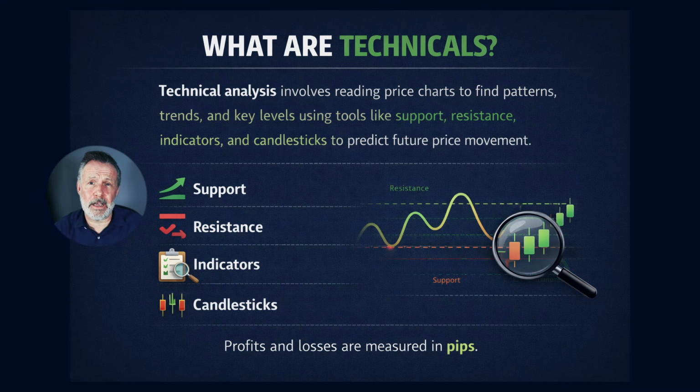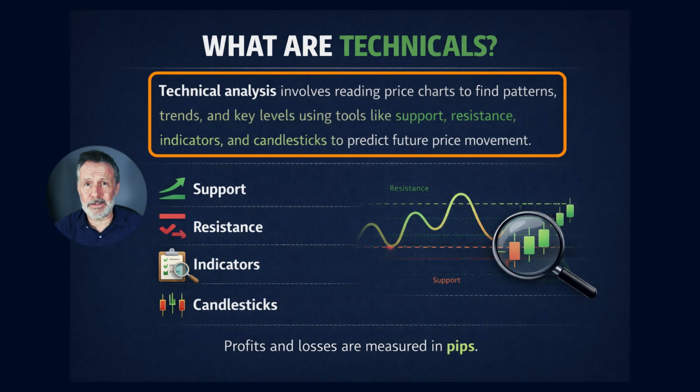What is technical analysis? Technical analysis, on the other hand, focuses on price charts. It involves identifying trends, patterns, and key levels using tools like support and resistance, indicators, candlestick patterns. The goal is to anticipate future price movement.